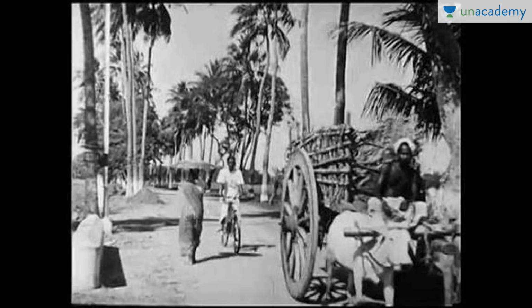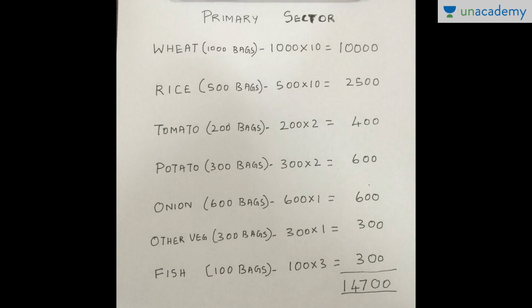Let's go back 3000, 4000 years before. Let us see one small village, maybe 3000 years before, that the village had a small population. What they would have produced at that point of time? Maybe let us assume the primary sector products. We know primary sector means natural products. They would have produced wheat, rice, maybe tomato, potato, onion, other vegetables, fish, like that.